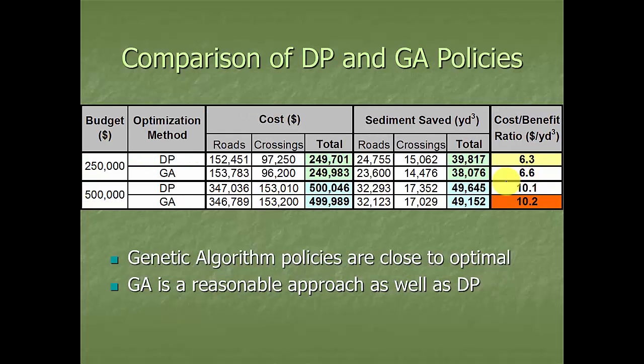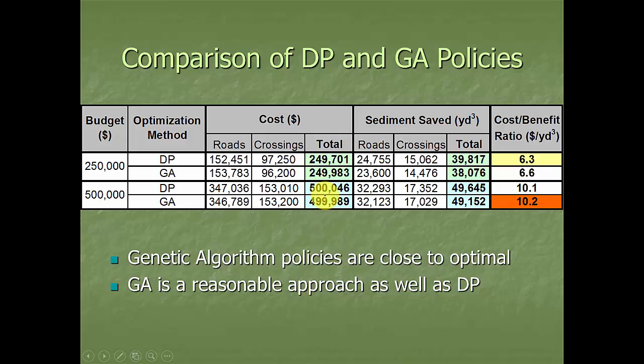So we ran the dynamic program and the genetic algorithm. We ran them with two different budgets, $250,000 and $500,000. And if you remember, to treat the entire basin at full treatment, it would be $900,000. And you can see the costs, how dynamic programming and genetic algorithm spread it out. You can see that the genetic algorithm spent a little more money, but it's comparable in its sediment savings. And the cost benefit is pretty close. So remember, with dynamic programming we can prove optimality. With the genetic algorithm, we can't.